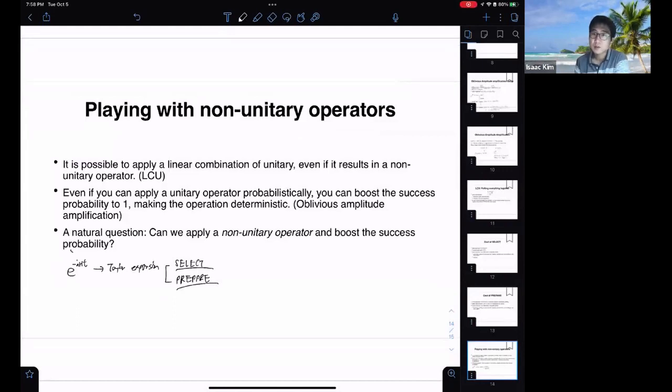And it also raised the question of what is the limit of applying these non-unitary operators in quantum computing, and are they actually useful? These kinds of questions led to the development called qubitization and its generalizations, which I will discuss in the remaining lectures. Okay, so that's it for today.